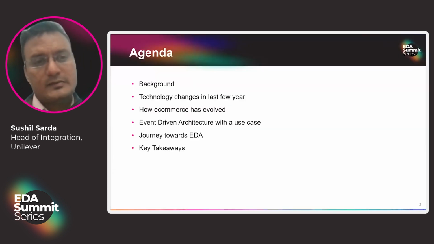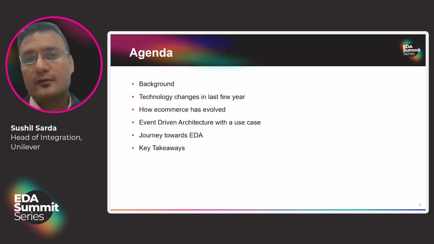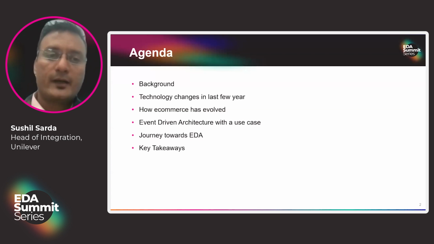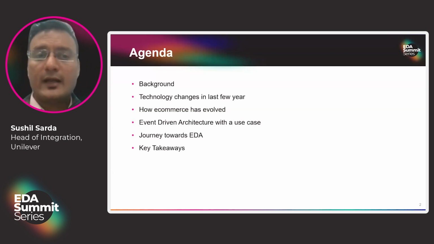So the agenda which I will be covering is some background around our use case, changes which have happened in the last few years on the technology side, and the way they have impacted e-commerce, how e-commerce has evolved because of all of these changes. We will talk about an example and understand how we implemented event-driven architecture with that example. I will also talk about a journey towards event-driven architecture. And finally, I will wrap up by summarizing key takeaways from this session.